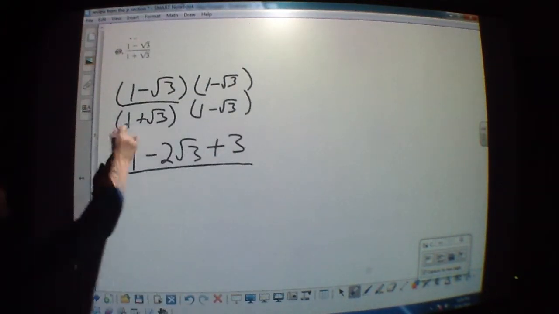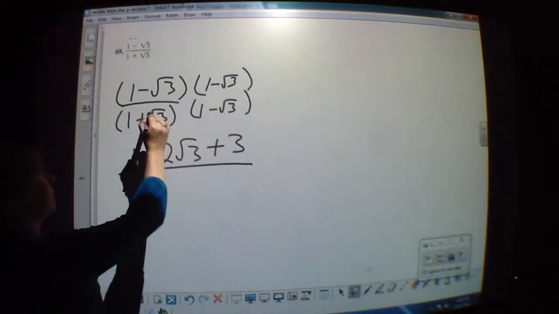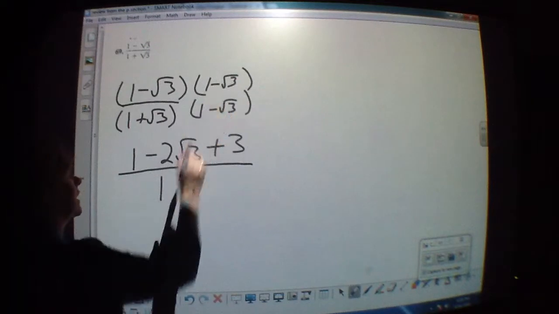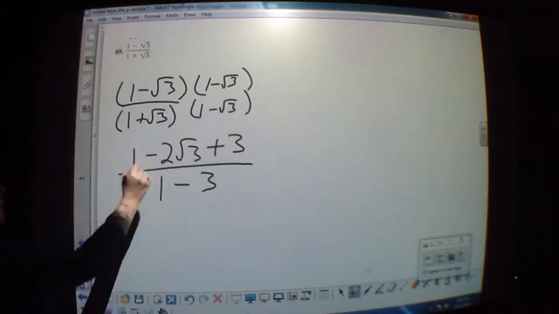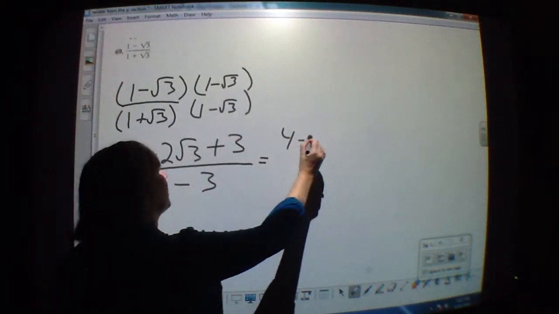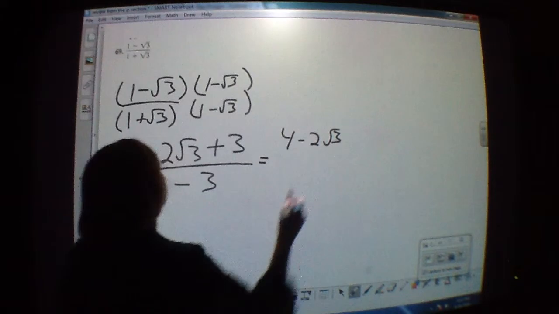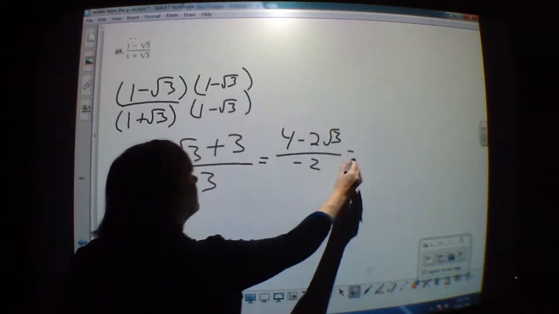Denominator. 1 times 1 is 1. Outer cancels, inner cancels. Radical 3 times a negative radical 3, minus 3. Combine your like terms. 1 and 3 is 4 minus 2 radical 3. 1 minus 3 is negative 2.